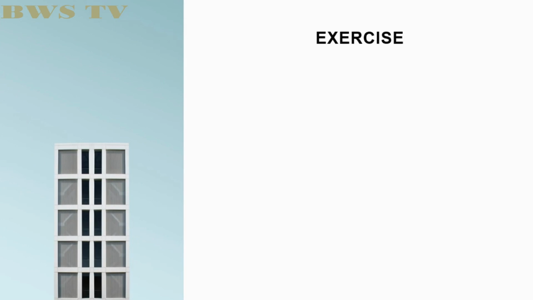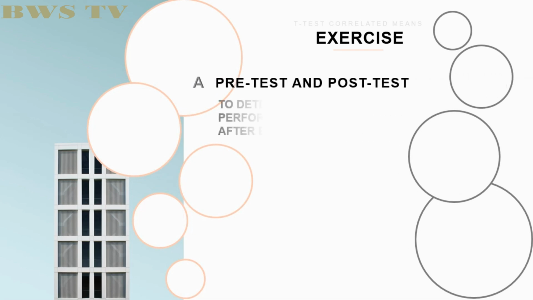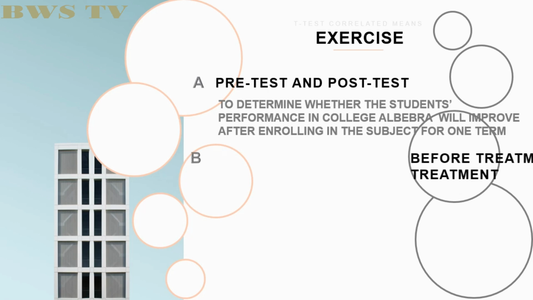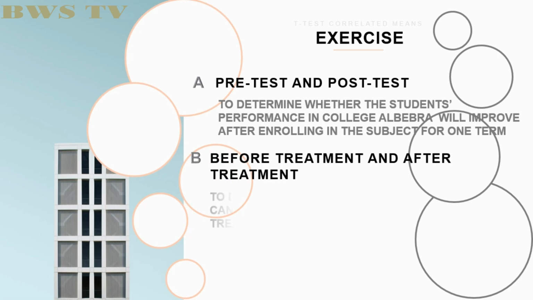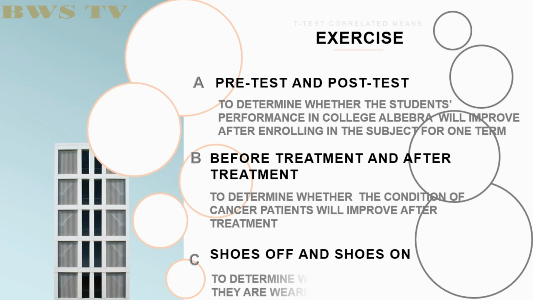We will be practicing in 3 different exercises to further improve our understanding on the topic. Exercise A is titled Pre-test and Post-test, to determine whether the student's performance in college algebra will improve after enrolling in the subject for 1 term. Exercise B is all about before treatment and after treatment, to determine whether the condition of cancer patients will improve after treatment. Exercise C is going to talk about shoes off and shoes on, to determine whether people are taller when they are wearing shoes.